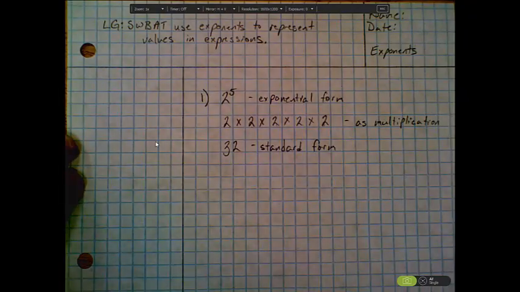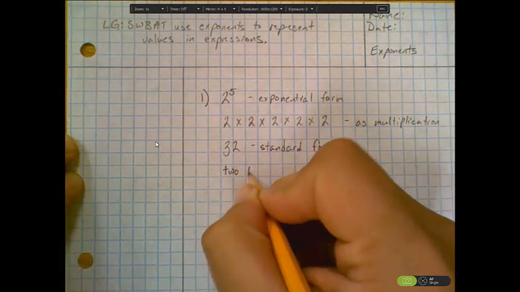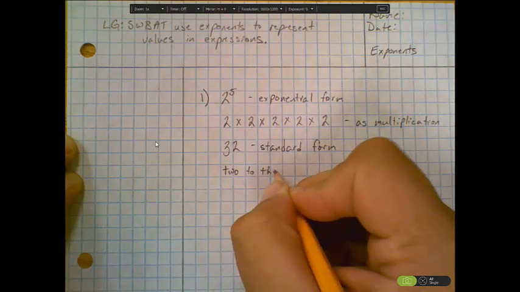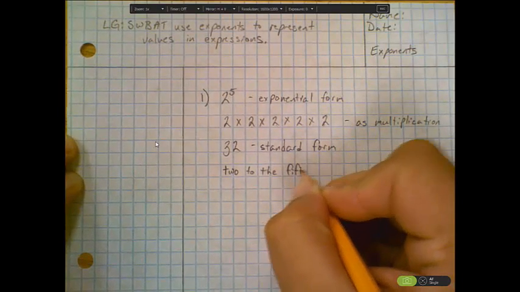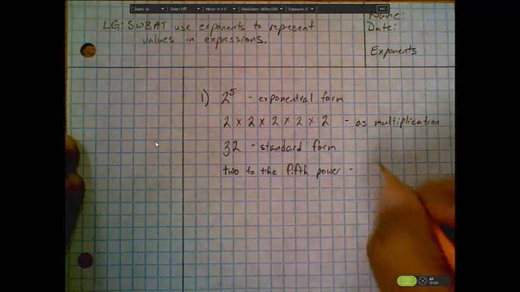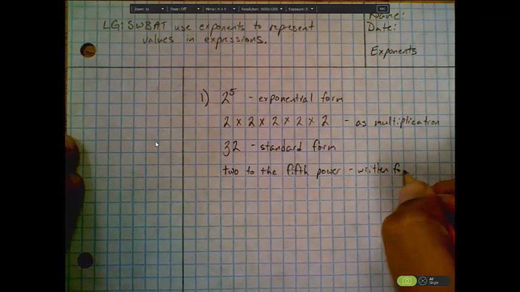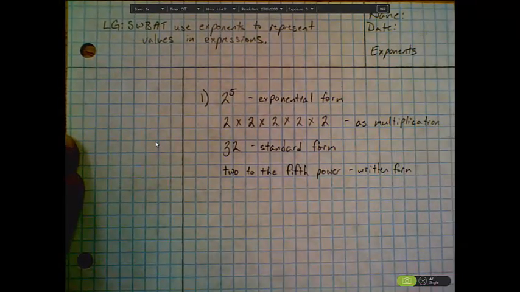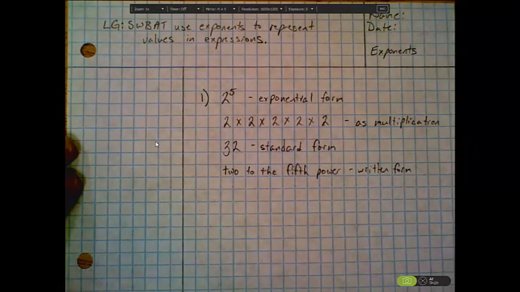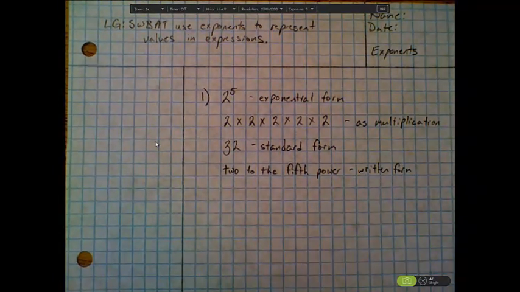And then the fourth way we can write it is in written form, and that's just simply 2 to the 5th power, and that's written form. All right, so that's the 4 different ways that you can write 2 to the 5th power.